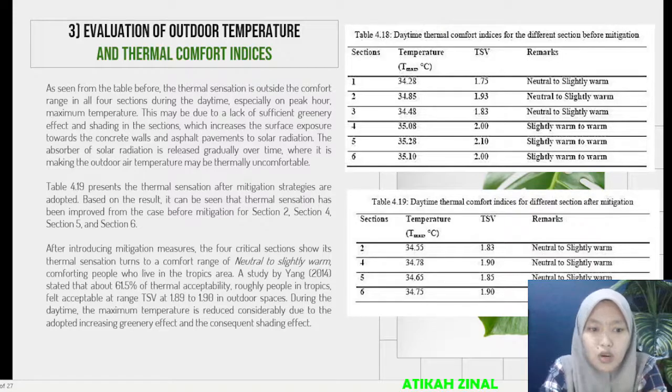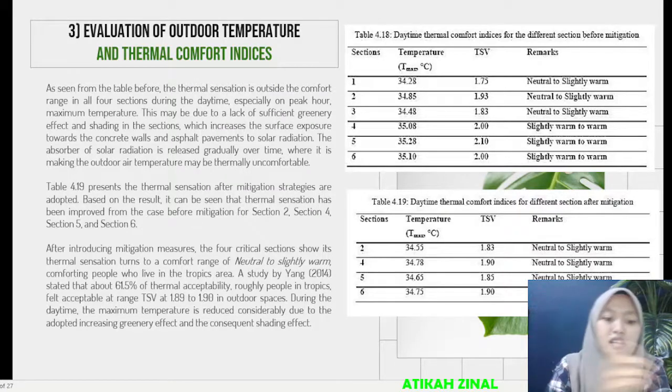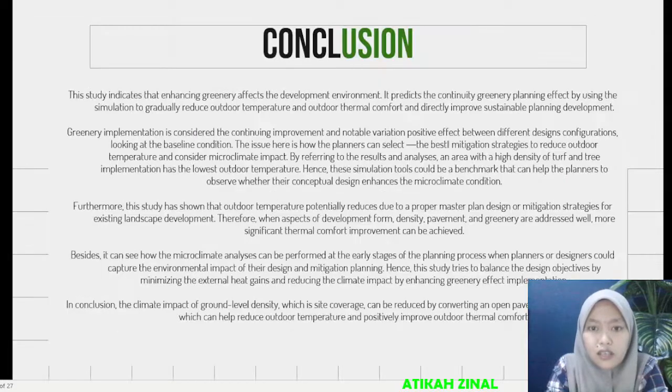We can see at sections 2, 4, 5, and 6, the thermal comfort is going to neutral to slightly warm. A study by Yang stated that about 61.5% of people in the tropics felt acceptance at a TSV range of 1.89 to 1.90 in outdoor spaces during the daytime. The maximum temperature is reduced considerably due to the increased greenery effect and consequent shading effect.